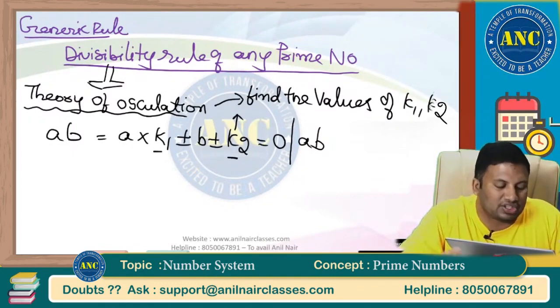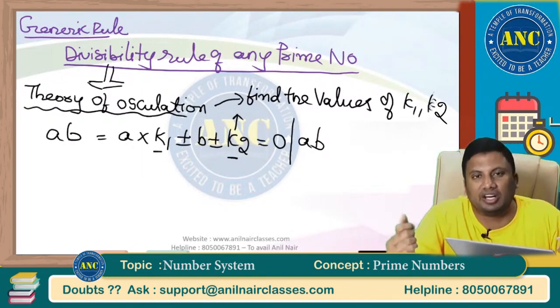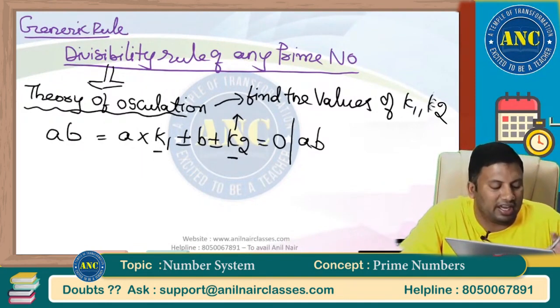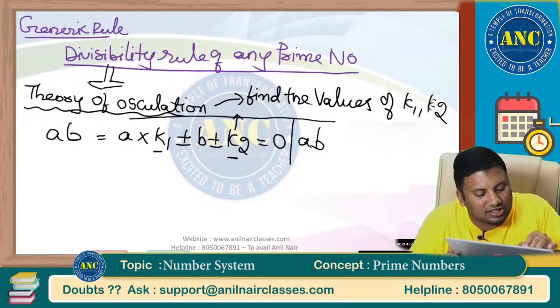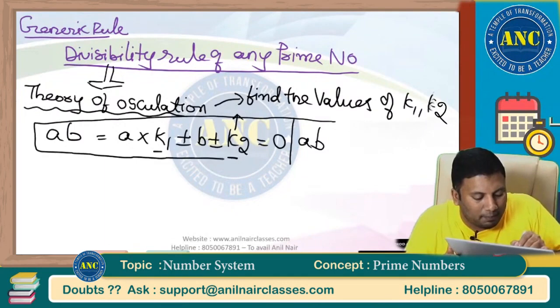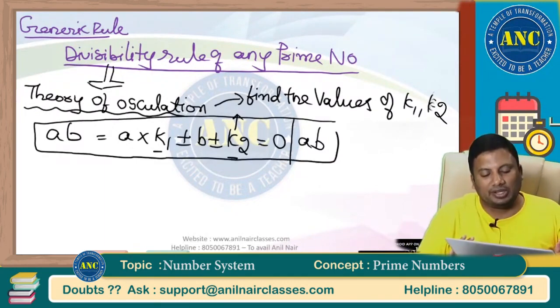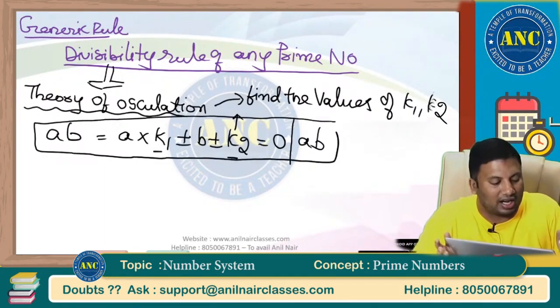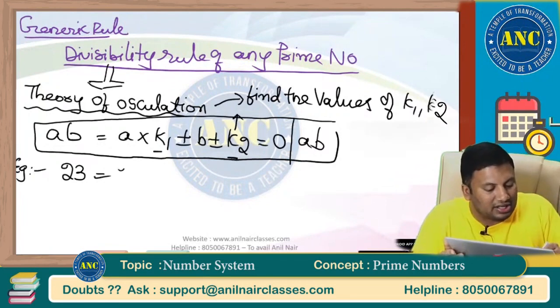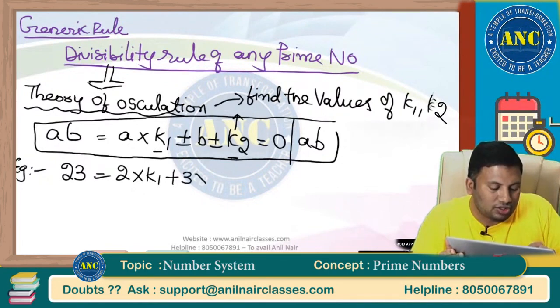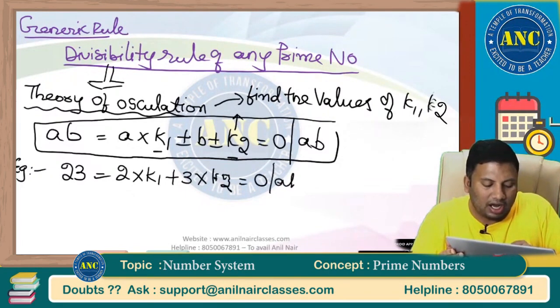AB is a representation. It could be a 2-digit number or a 3-digit number. If it is 101, A will take 10, B will take 1. So A into K1 plus or minus B into K2 is either 0 or AB. For example, 23 can be written as 2 into K1 plus 3 into K2, and it is either 0 or AB.